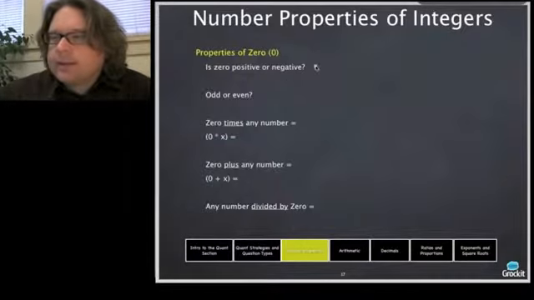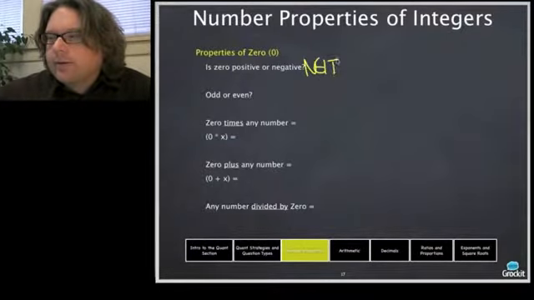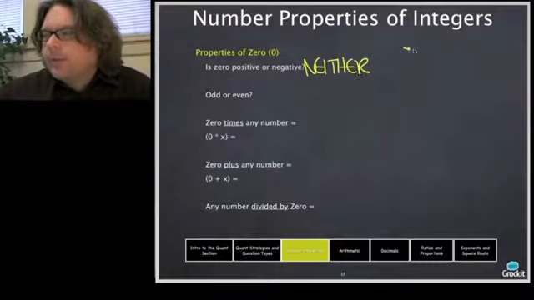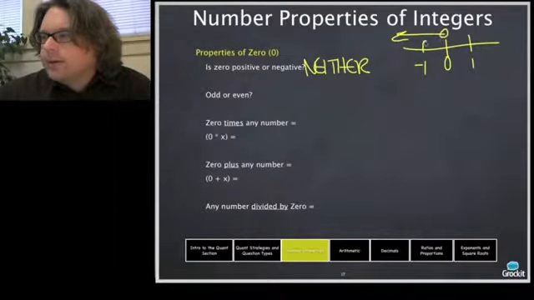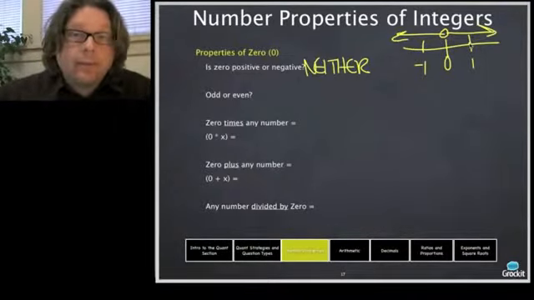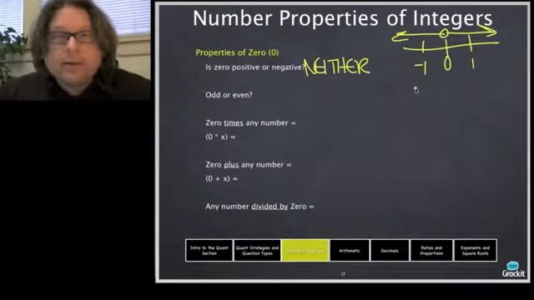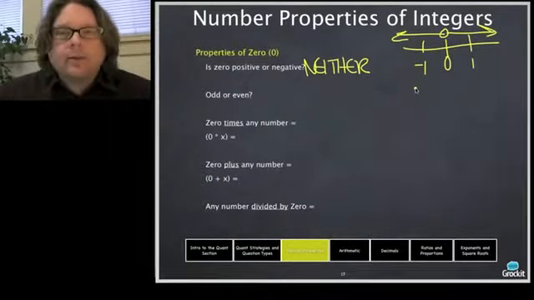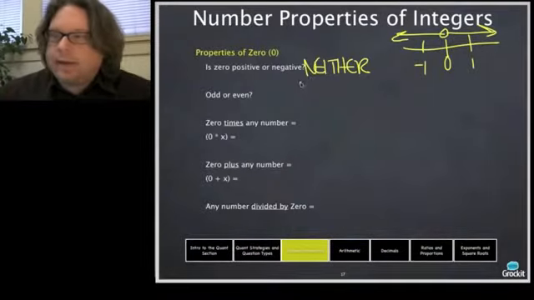Properties of 0. Is 0 positive or negative? Neither. If you look at a number line, 1's here, negative 1's here, all the negative numbers start at 0 and move that way. All the positive numbers start at 0 and go that way, but neither of those includes 0. 0 is neither positive nor negative. It is neutral in all disputes of the cosmic struggle between positivity and negativity.